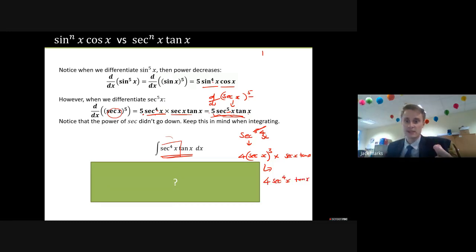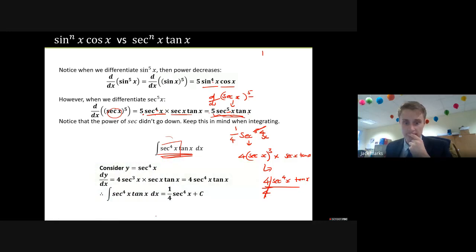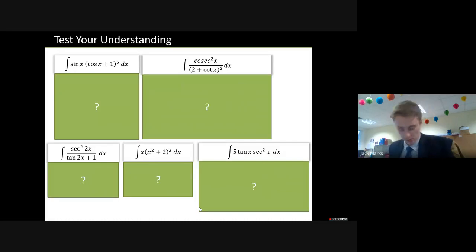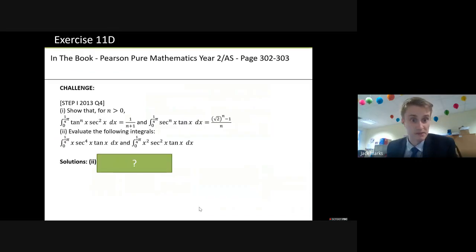So sec to the power of 4x gives you this result here. But we don't have that result there. We have a quarter of it. So a quarter of that will give you a quarter there. So a quarter sec to the power of 4x plus the c. So it's an observation about sec. Sec is an unusual one. If you're trying to integrate it, try making the power the same. So pause the video there and have a go at those questions on the board. They will take you a fair bit of time.